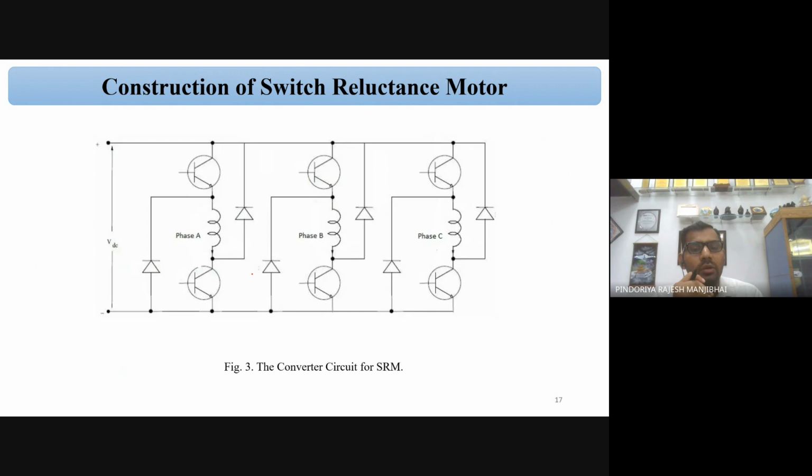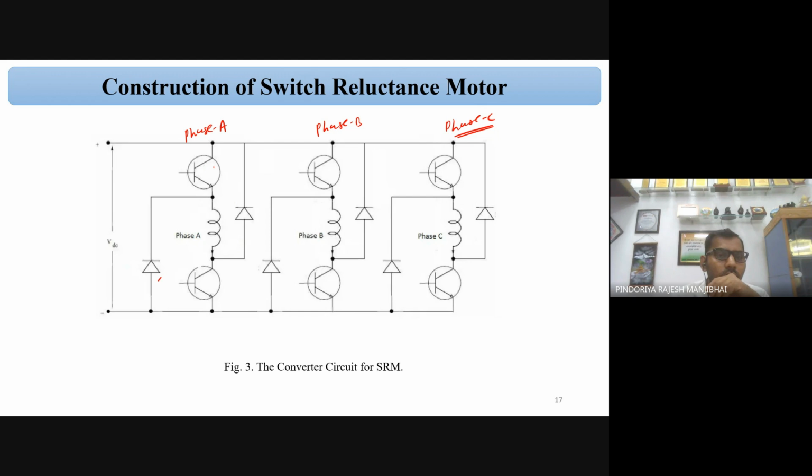So you can see a typical converter circuit. This is phase A, this is phase B, and this is phase C. So normally we use a 3-phase SRM. Okay, so there is a diode. A diode is a unidirectional component, only flowing current from positive to negative, not negative to positive. So we can use the diode for the freewheeling operation.